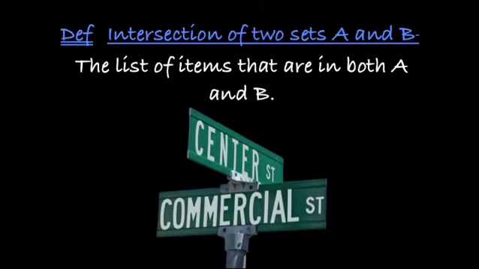The definition of the intersection of two sets A and B. That's the list of items that are in both A and B. The intersection is often thought of as where two sets intersect, where they meet, where they overlap, or which items are in both sets A and B.